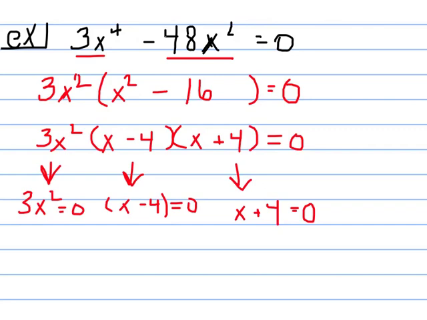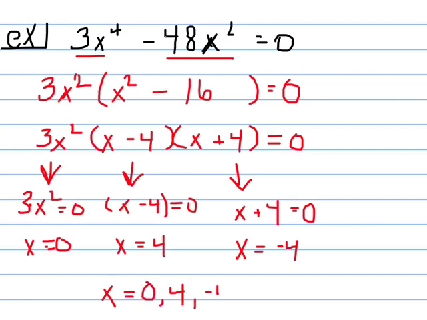So when is 3x squared equal to 0? Well, the only thing that x can be is 0. When is x minus 4 equal to 0? When x equals 4. And when is x plus 4 equal to 0? When x equals negative 4. So our solutions here would be 0, 4, and negative 4.